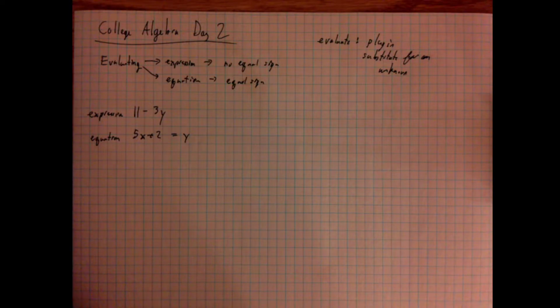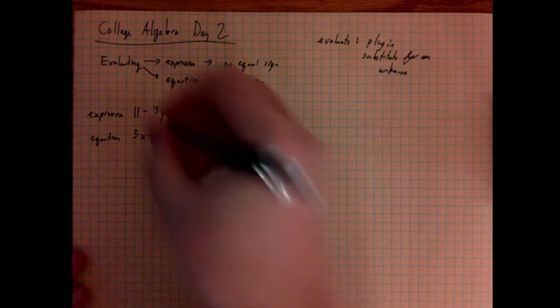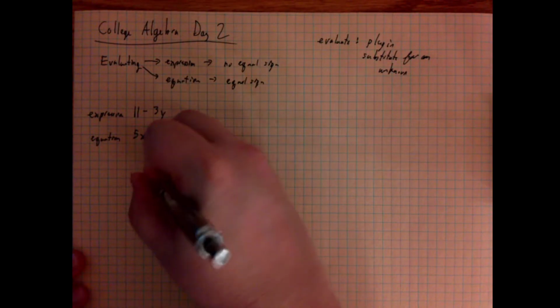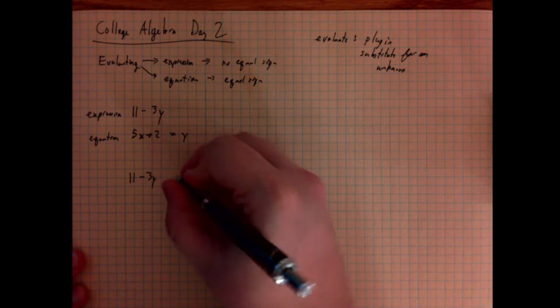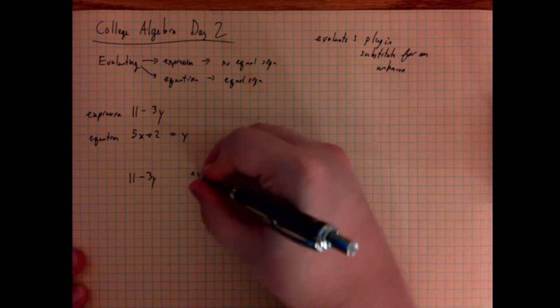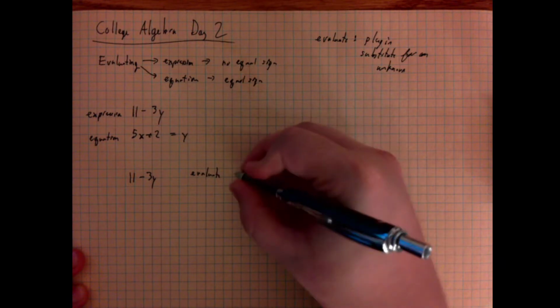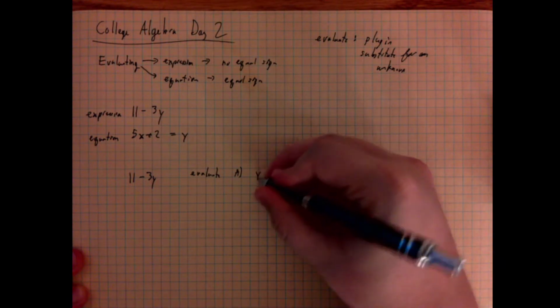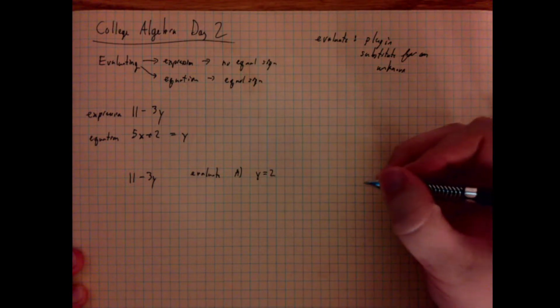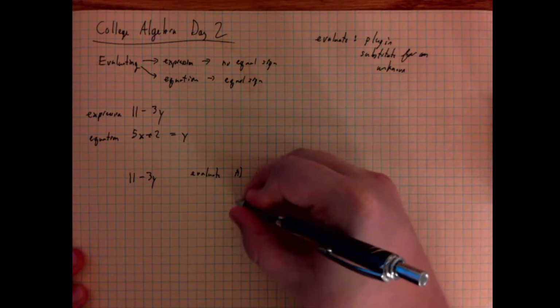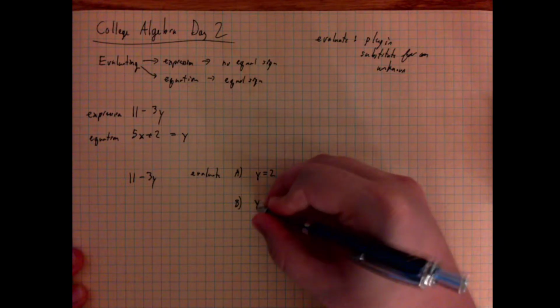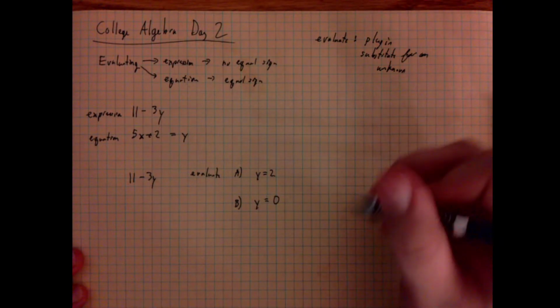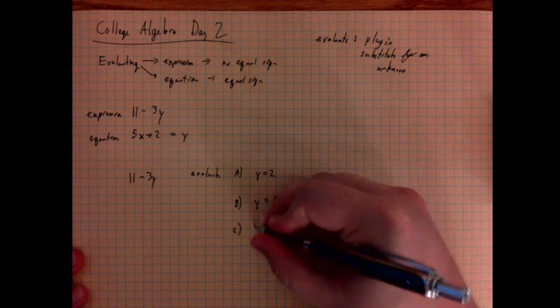It is common in mathematics to talk about evaluating, meaning that the unknown becomes known, and therefore can be used to determine something. So let's take a look at this top expression, 11 minus 3y, and ask a series of questions. How would I evaluate in the following 3 circumstances? First one, what if I evaluated when y equals 2? What if I evaluated, second one, when y equals 0? And what if I evaluated when y equals 2/3?